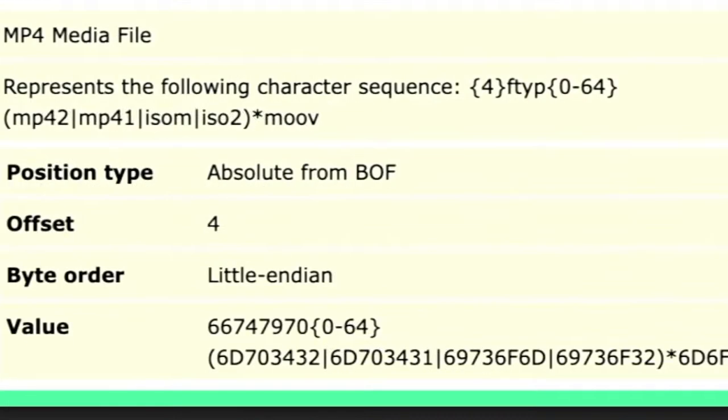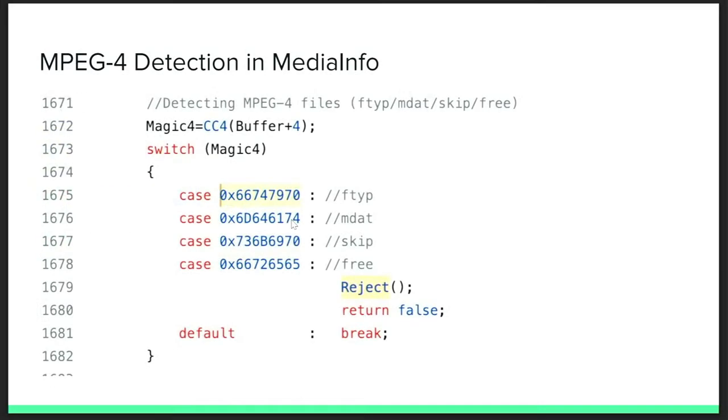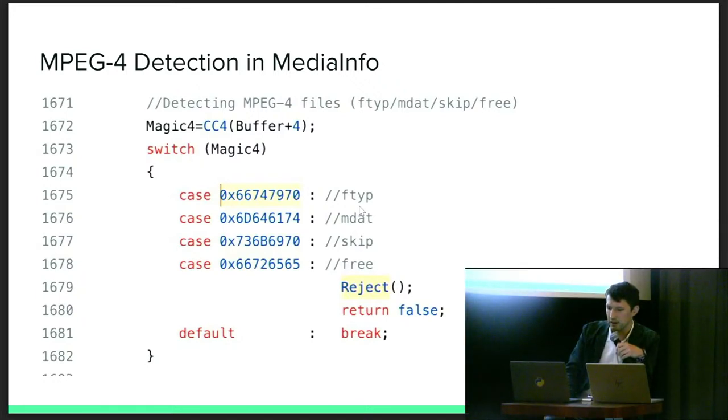Now let's look at how MediaInfo does this. It's a little bit simpler. We have MediaInfo starting and saying any four bytes, we're just going to go four bytes into the file, and then the bytes for FTYP, MDAT, SKIP, or FREE. And so if it matches any one of those four patterns, it says, great, I think this is an MPEG-4 file, and continues on its way.